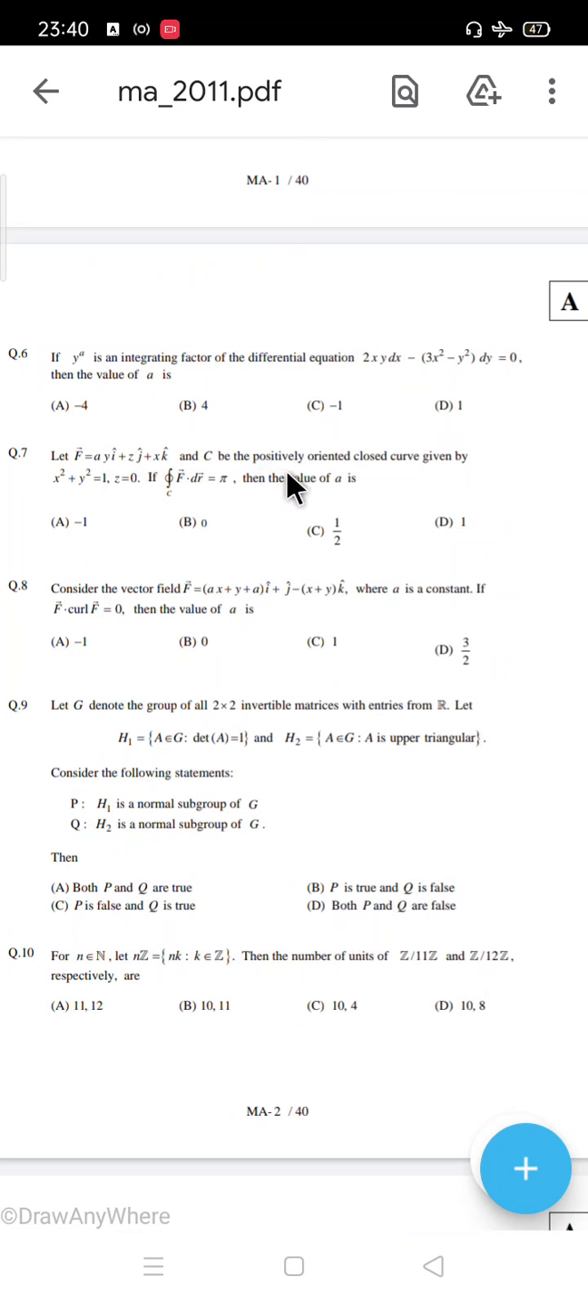Let f equal to 0 and c be the positive oriented closed curve given by x square plus y square equal to 1 and z equal to 0. And if this is pi, then the value of E is. Okay, yeah, that seems to be a nice one.